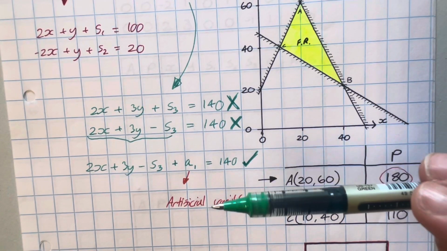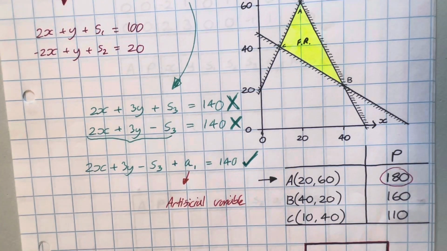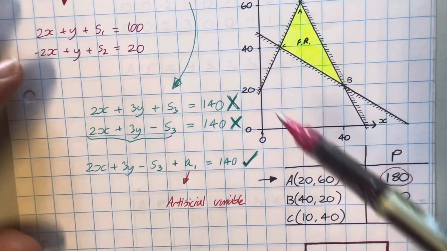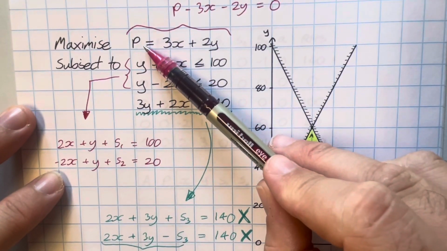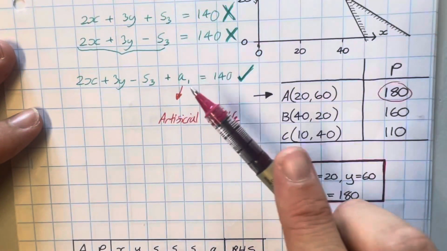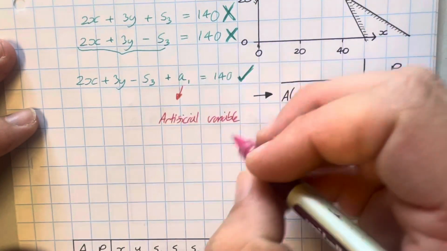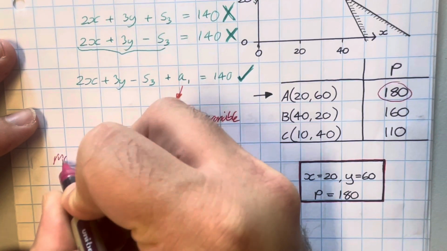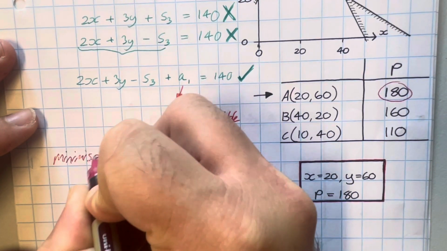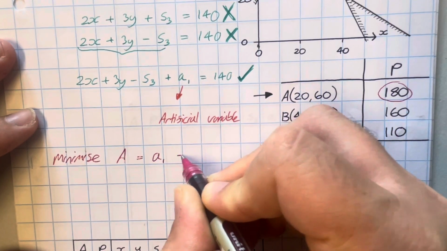We do need to have another objective, because we can't maximize P, we can't look to do our objective without first getting rid of our artificials. So what I'm going to do is minimize a capital A, which is going to be equal to A1, which in this case I'm just going to call A.